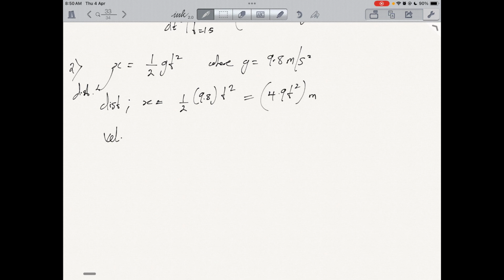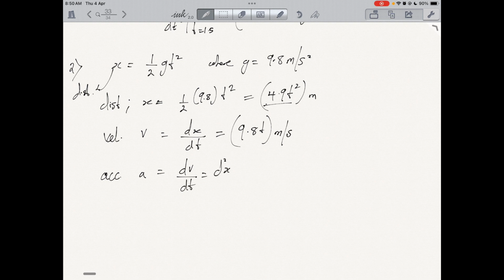Now the velocity v is dx/dt. That means we're going to differentiate 4.9 t squared, and that will give us 9.8t, the unit being meters per second. Now the acceleration a, which is differentiating velocity, which is also differentiating distance twice, we will have 9.8 meters per second squared.